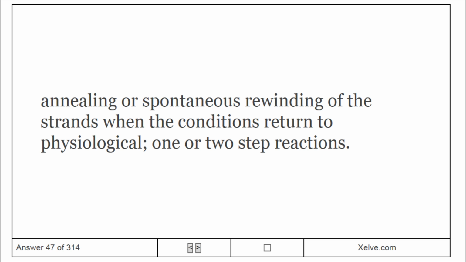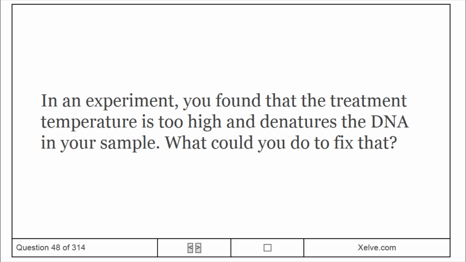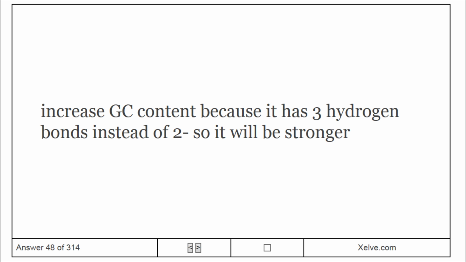1. Her two-step reactions. In an experiment, you found that the treatment temperature is too high and denatures the DNA in your sample. What could you do to fix that? Increase GC content because it has 3 hydrogen bonds instead of 2, so it will be stronger.